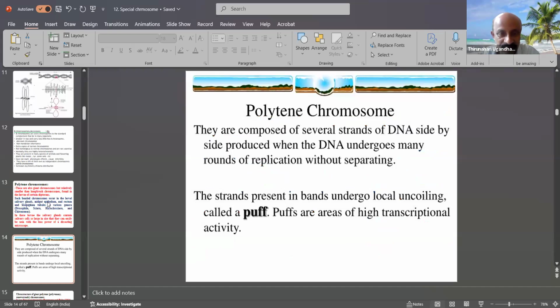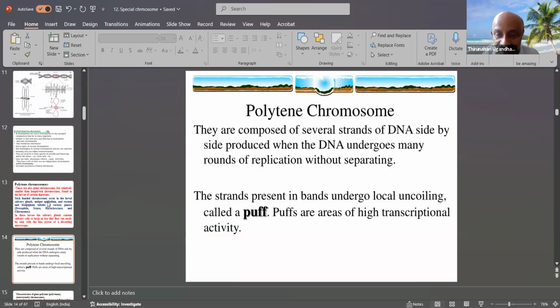This is special. They are composed of several strands of DNA inside, side by side, produced when the DNA undergoes many rounds of replication without separating. In the same way, our chromosomes are a linear model, present as DNA segments. Likewise, the polytene chromosomes undergo many rounds of replication without separating.